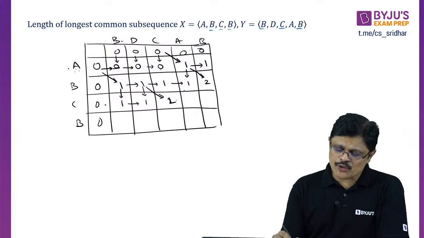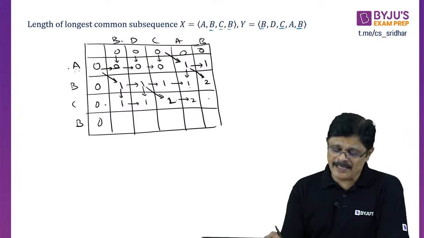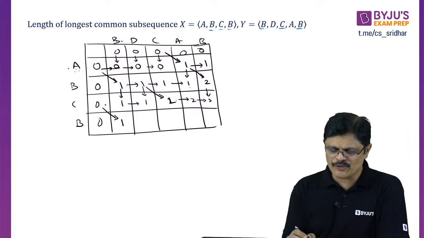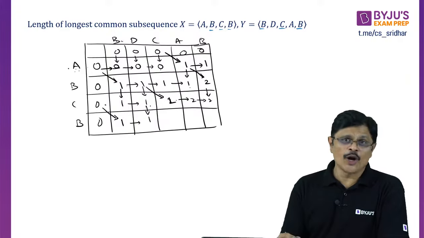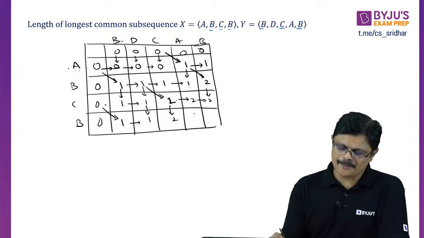CA not matching, so 2, 1, what is maximum? 2 is maximum. And CB not matching, both are same, so any one you can take it, my dear friends. Next it is BB matching, so 0 plus 1, it is 1. BD not matching, so maximum of these two fellows, which is 1. Now BC not matching, maximum, which is 2.